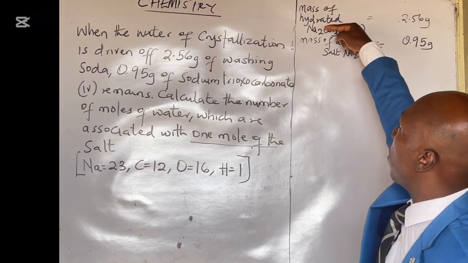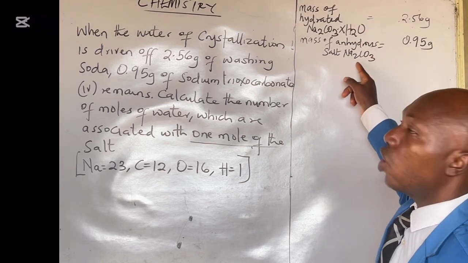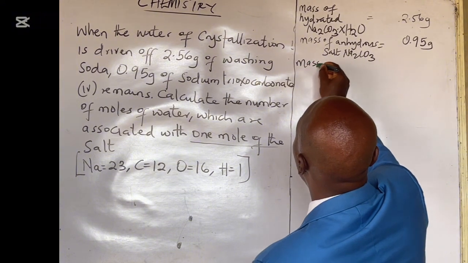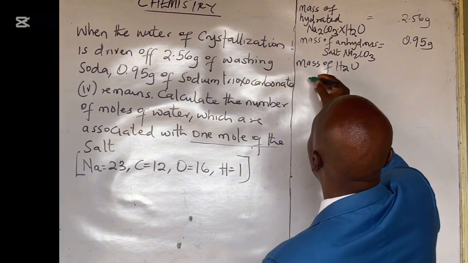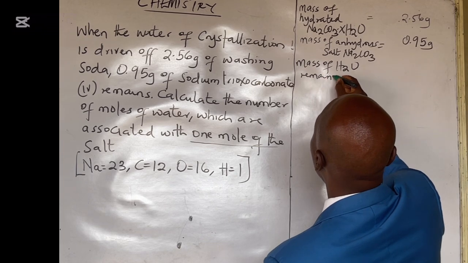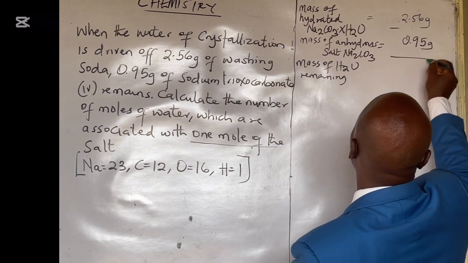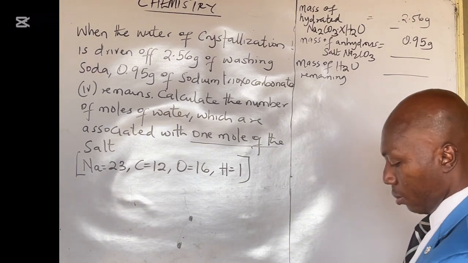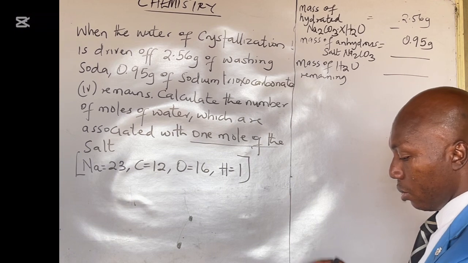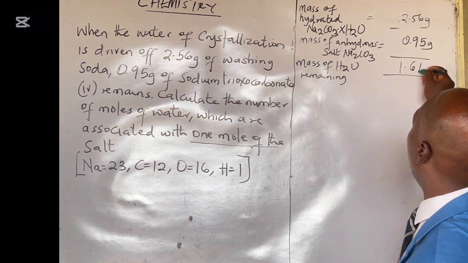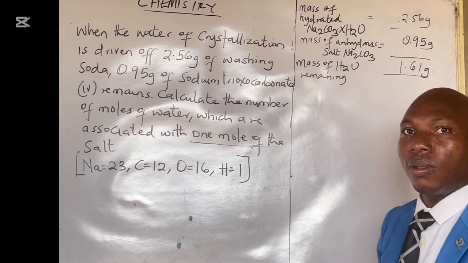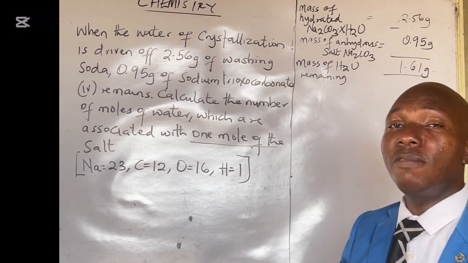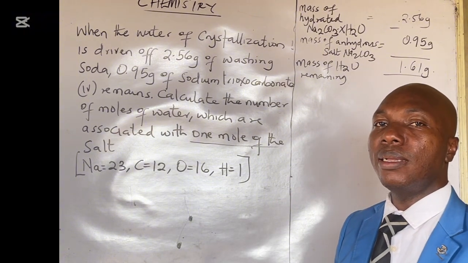So we can actually calculate the remaining side. We have sodium carbonate and water, and we have sodium carbonate, so we can calculate the mass of water that is remaining. So we subtract: 2.56 minus 0.95 will give you 1.61 grams of water.